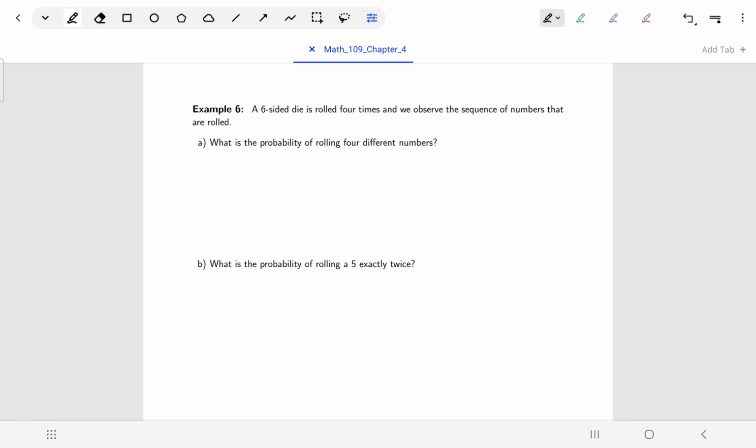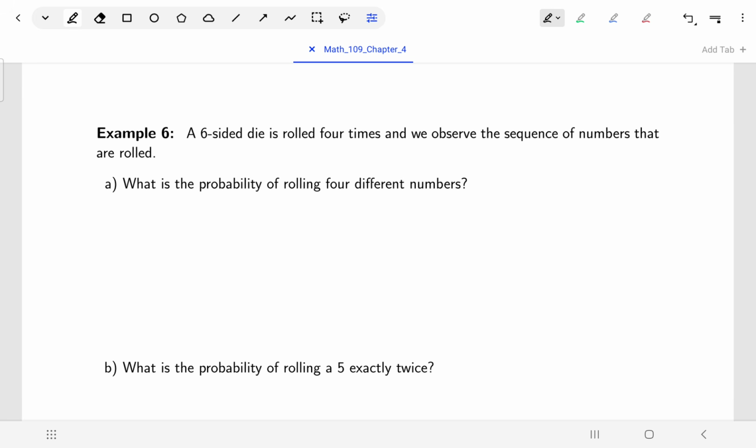So I should be thinking maybe factorials might be involved, maybe the multiplication principle. If I'm thinking about the sample space, multiplication principle will do that for me right away, because for each of the 4 rolls, we have 6 options. 6 options for the first roll, 6 for the second, 6 for the third, and 6 for the fourth. So 6 to the power of 4.